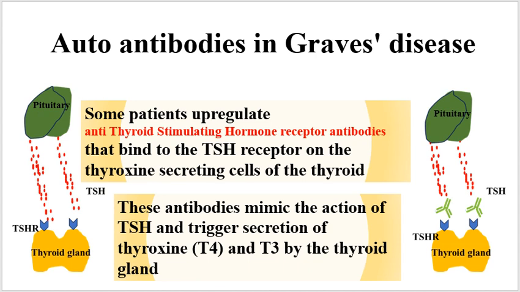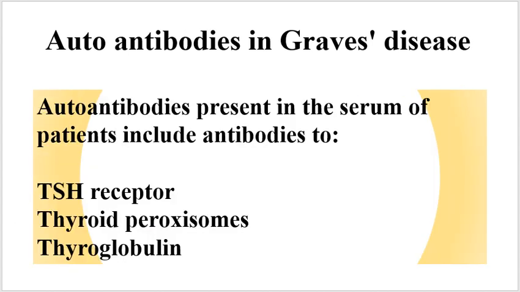Some patients upregulate anti-thyroid stimulating hormone receptor antibodies, as can be seen here. These are TSH receptors. So some individuals upregulate antibodies against these receptors. These antibodies mimic the action of TSH and trigger secretion of T4 and T3 by the thyroid gland.